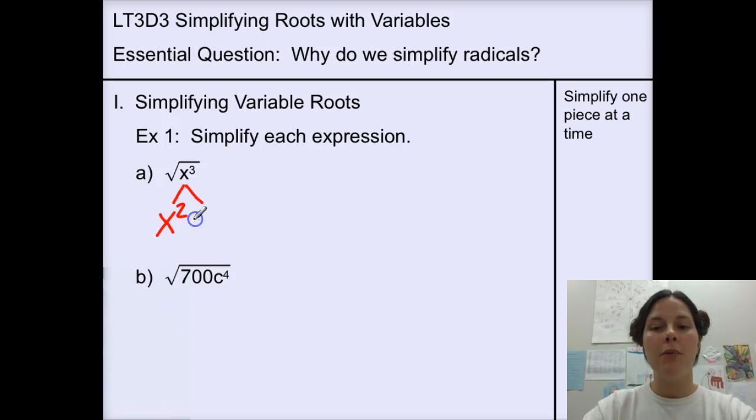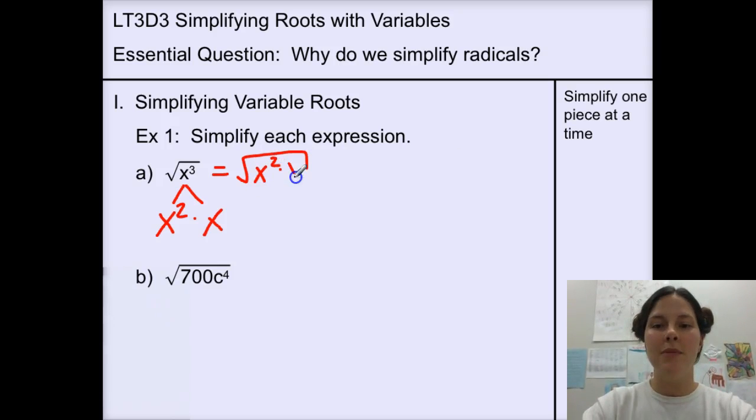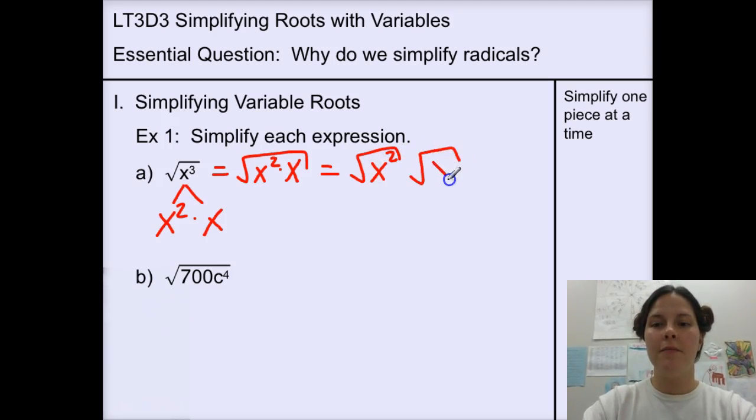And remember our properties of exponents. X squared times x gives us x cubed. So we can split this up as the square root of x squared times x. Splitting it up further, we've got the square root of x squared times the square root of x.